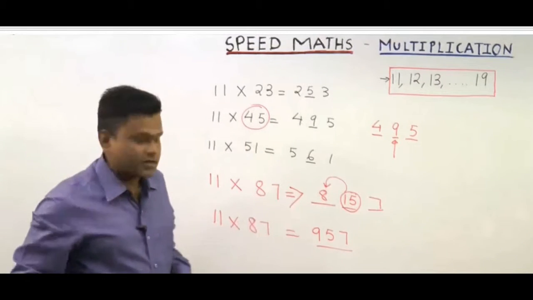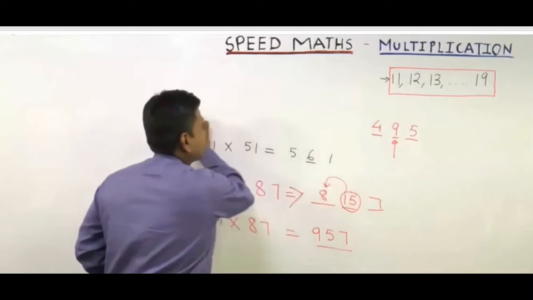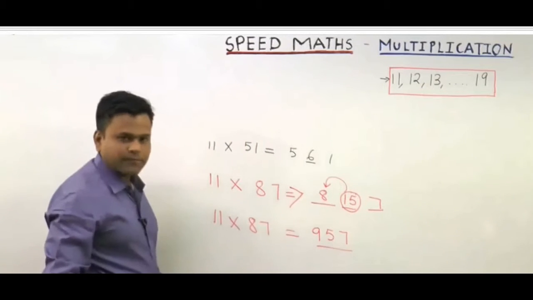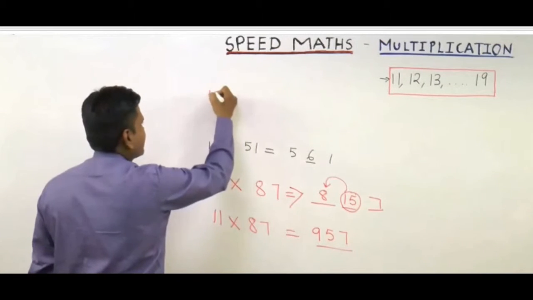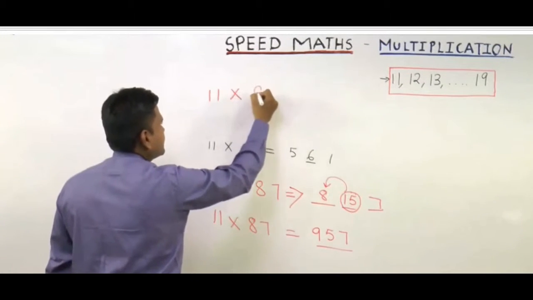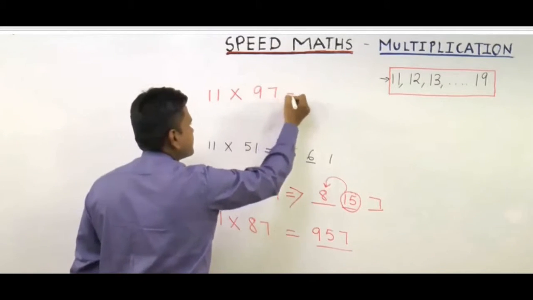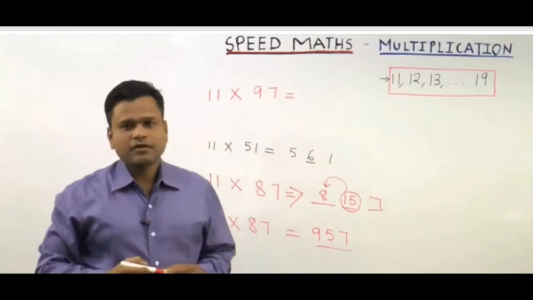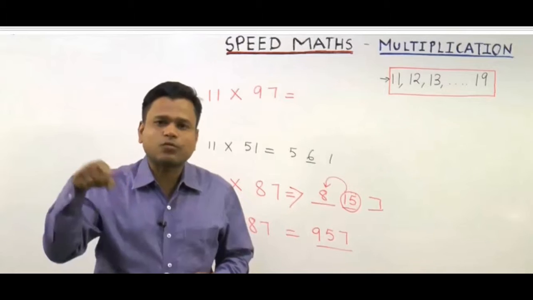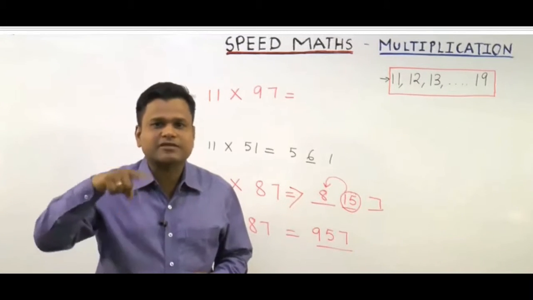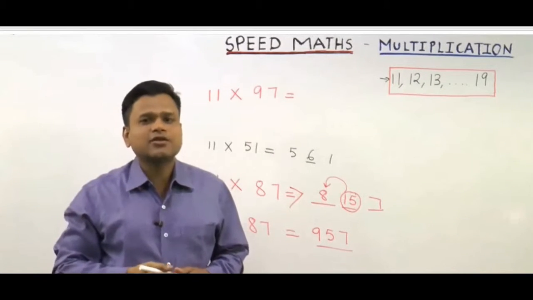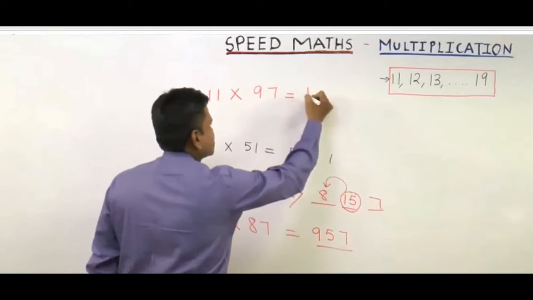Let's take another example here for a two-digit number. When we have a carry forward, let's see if we have this value as 11 into 97. And the middle, 9 plus 7, 16. That 1 is a carry forward to 9. 9 plus 1 is 10. 1067. That's the answer which we get.